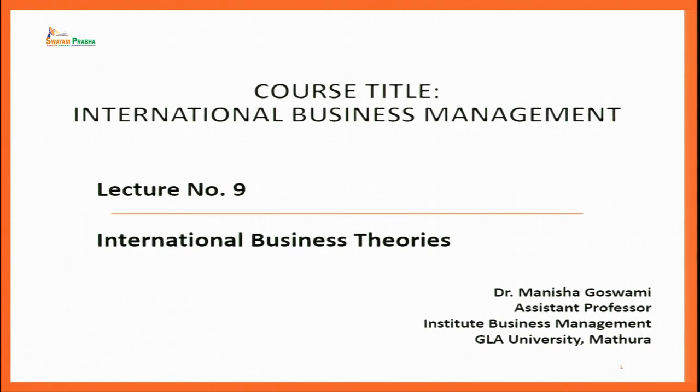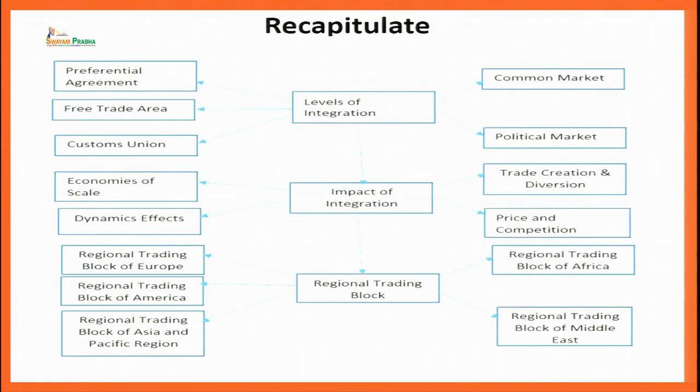Before we begin with the next lecture, lecture number 9, let's review what we did in lecture number 8. During that lecture, we talked about the various regional blocks. We tried to understand the different levels of integration and how these different levels of integration are facilitating trade across the globe. What was the impact of such integration on the growth of the economy, maybe in a developing country or a developed nation? There was no discrimination on the basis of the economy.